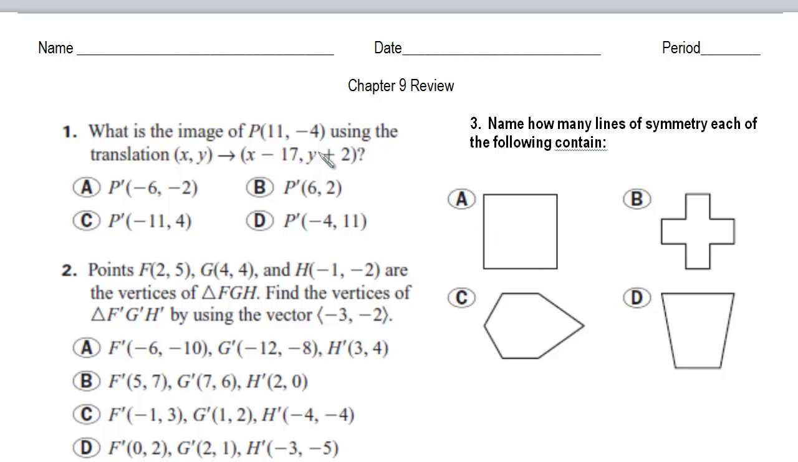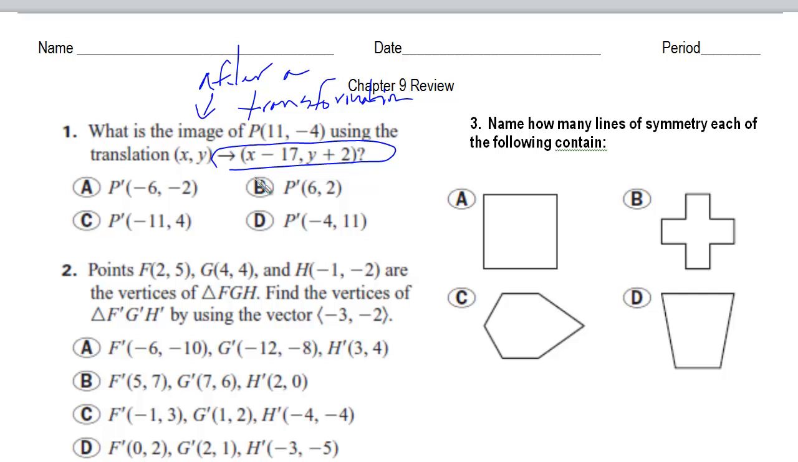Looking at number 1, we have the image of P. What is the image of P using the translation (x, y), and this is in coordinate notation. So I know that the image is after a transformation. So after it's been transformed, find P. Notice there's no prime here, so it's just point P. It will become P prime, and I have 4 choices, and it moves by this.